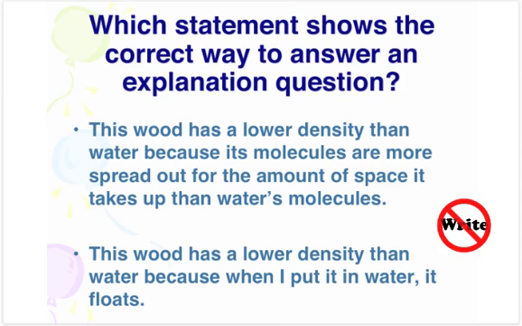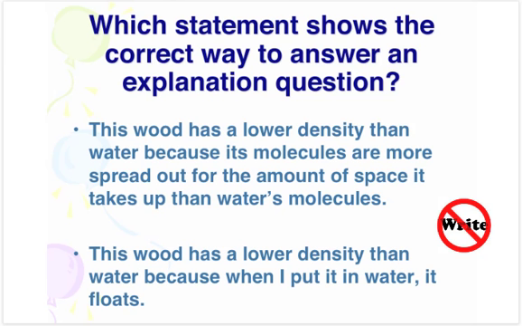All right, and this is a do not write question or slide. We're going to practice. Which statement shows the correct way to answer an explanation question? This wood has a lower density than water because its molecules are more spread out for the amount of space it takes up than the water's molecules. Or, this wood has a lower density than water because when I put it in the water, it floats.